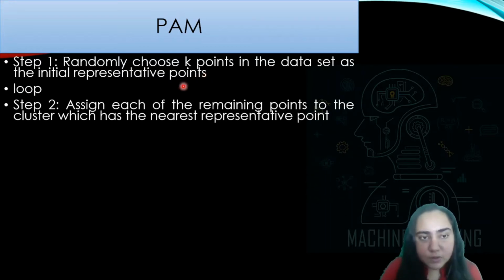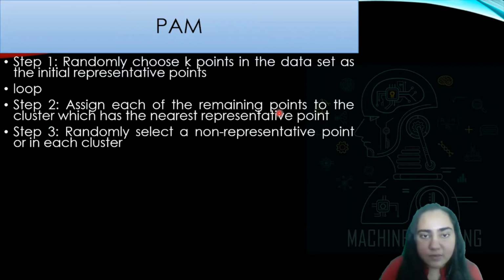Then you'll apply this loop where in the first step, you will assign each of the remaining points to the cluster which has the nearest representative point. So this algorithm is very much similar to k-means clustering. The only difference is that in k-means clustering, we do not select k random points from the dataset itself. We select k random points from anywhere. They will be somewhere in the middle, but they don't necessarily have to be from the dataset. Whereas here they are from the dataset. Otherwise, the algorithm is the same.